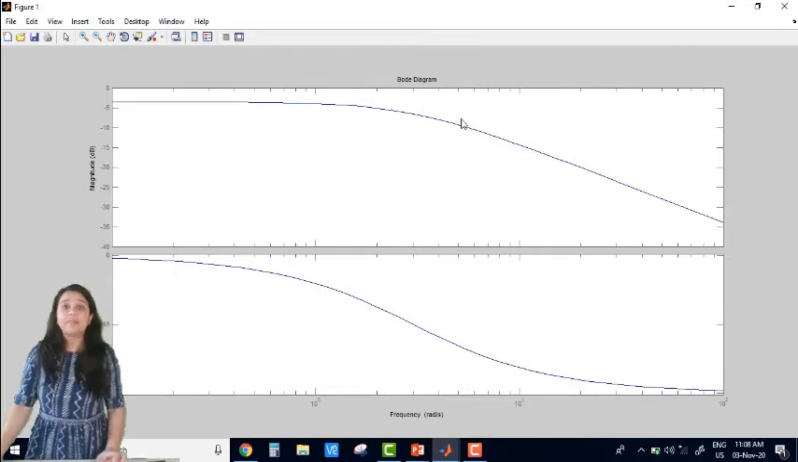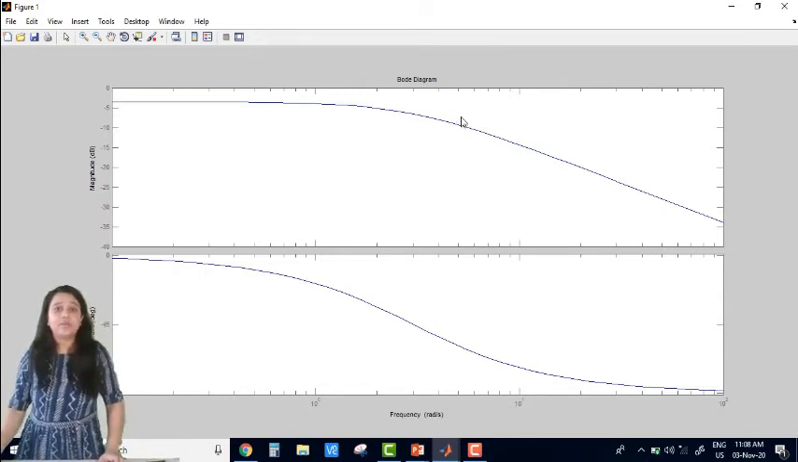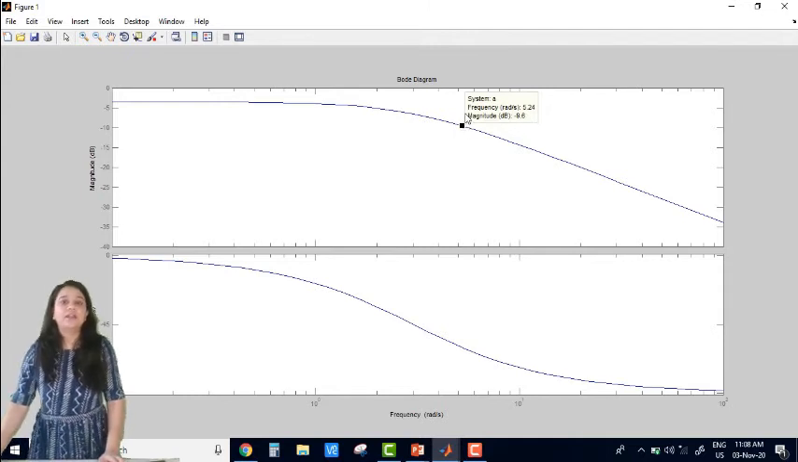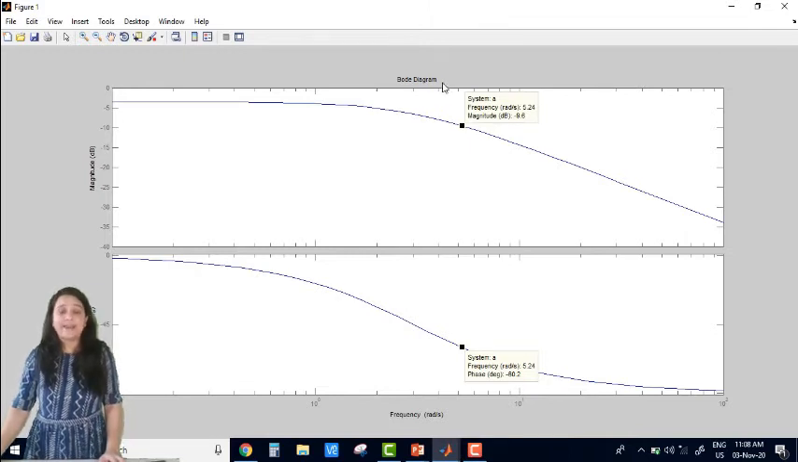In MATLAB, simply put bode with the system in the bracket, and we get this diagram. Suppose we click here, you can see that the frequency is given, the magnitude is given, and the phase angle is given. So using this command, we find the system magnitude plot and the phase plot using the Bode diagram.